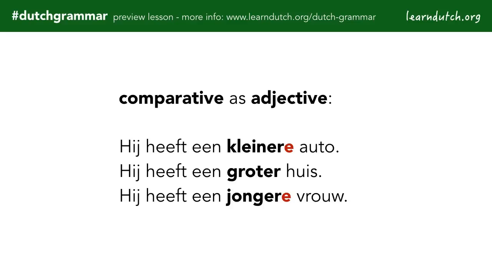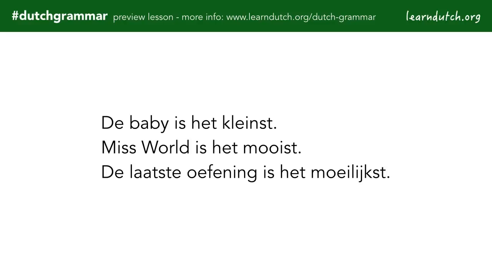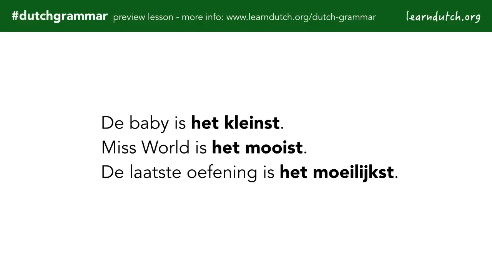Now, I'm going to tell you something that you may forget. I will explain it only because you should not panic when you see this. Remember these sentences. Het kleinst, het mooist, het moeilijkst. Now, this specific construction we can also write with an extra e. Het kleinste, het mooiste, het moeilijkste. It is the same. We are almost at the end.